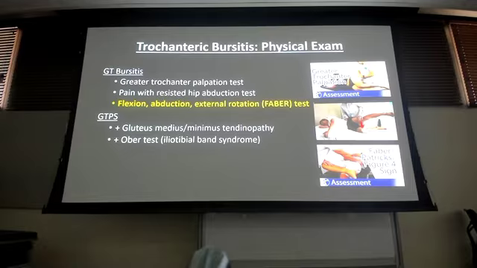Pain with resisted hip abduction. Well, you already have them in that position, correct? So you have them basically abduct against you, and that also reproduces their pain. Does that part make sense? Okay. Abduction meaning away, right? You have them on their side. In this picture here, which side is symptomatic? In the top picture? The left side, correct? Because the left side is up. Does that make sense? The right side is down.